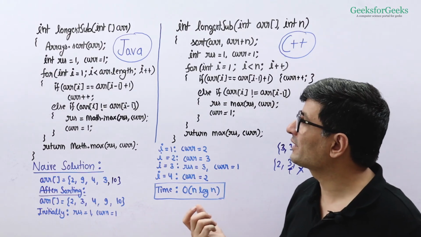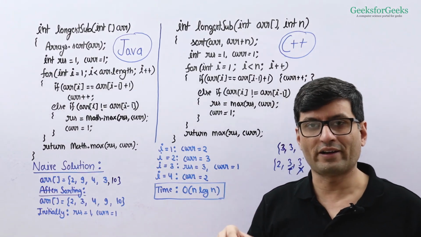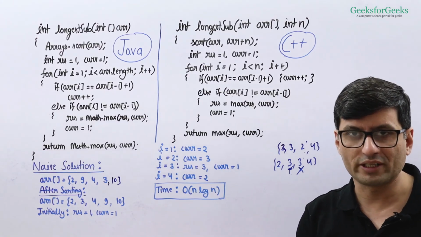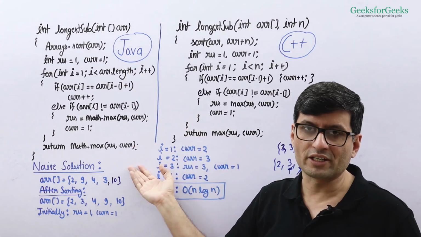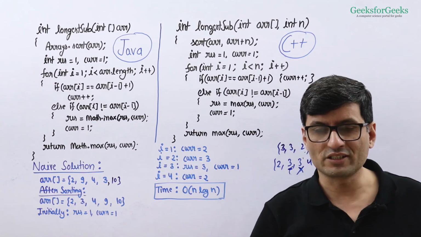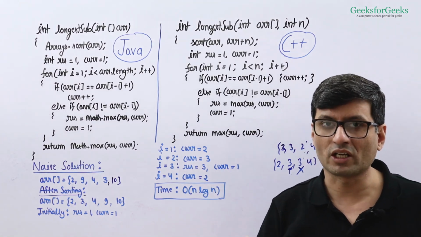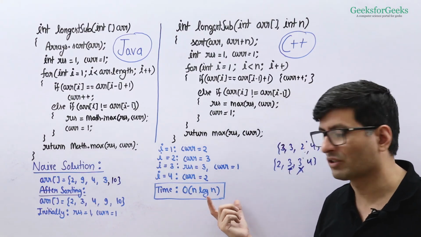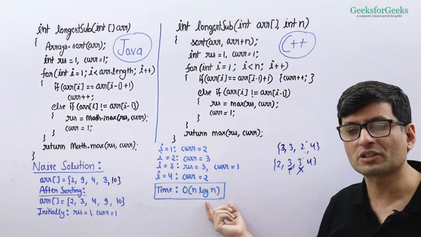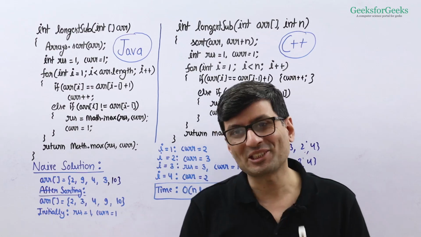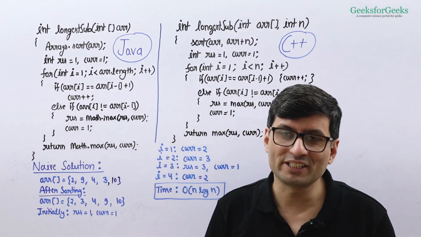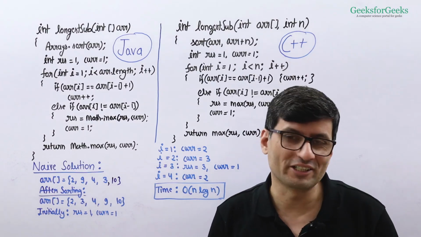And auxiliary space is arguable. If you are allowed to modify your input array, then you don't need an auxiliary space. Like I haven't created an auxiliary array, but if your input array is immutable, you are not allowed to modify it, then you can say auxiliary space is big O of n or theta of n. Now please pause this video and think of a hashing based solution that finds the required length in linear time.